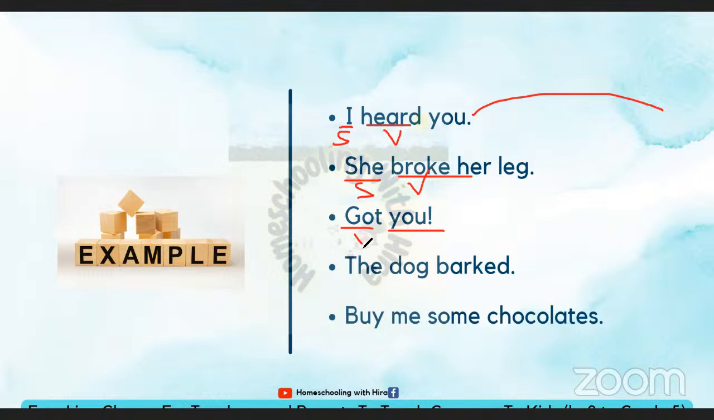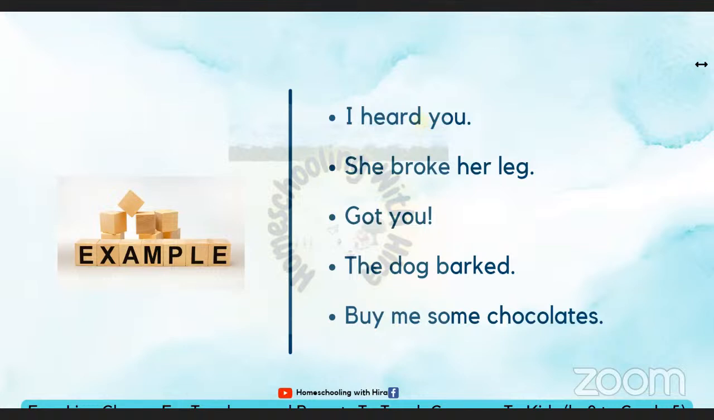Is it a mistake? Do we have a verb? This example is wrong here. This is an imperative. Okay, I'm just not going into this. Please pardon me. Ignore this. I don't want to make you confused, so forget about "got you". We'll learn it when I'll teach you imperatives. The dog barked, right? So this is a complete sentence. Buy me some chocolates. Complete sentence.